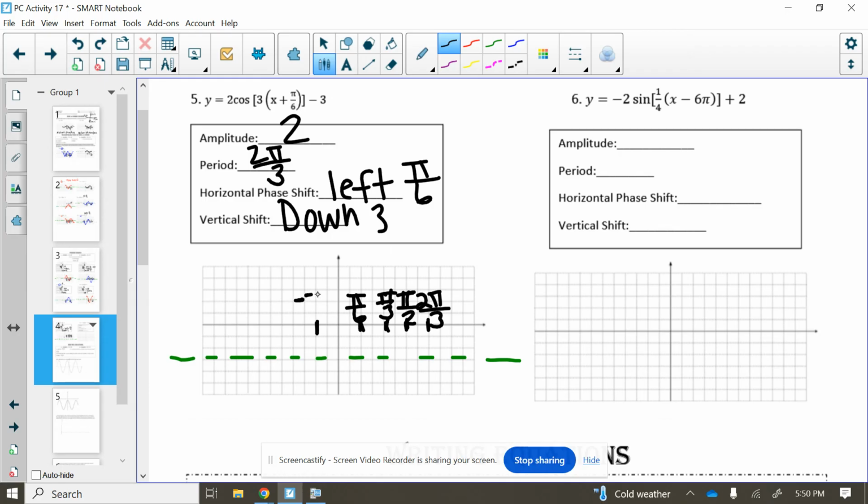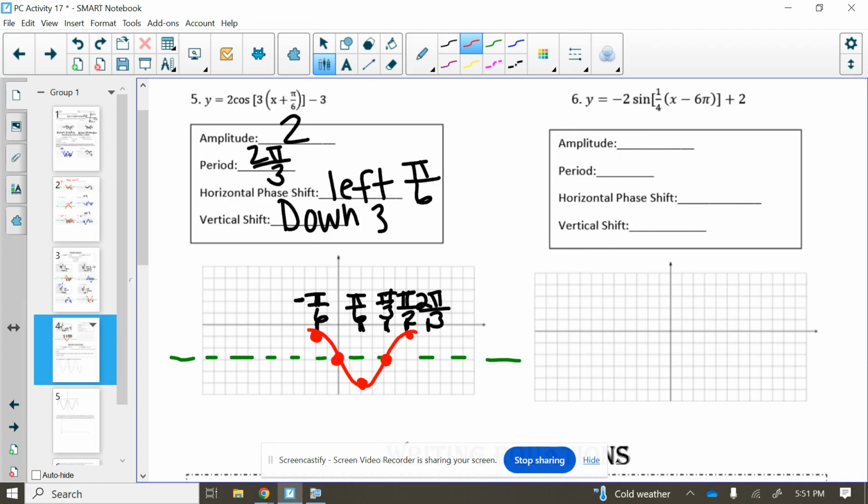And then we're also going to be going to the left to start off on this graph. So when we graph this cosine, we want to make sure we start to the left and then 2 units above the midline to start. And then back down and then up to each of these pieces.